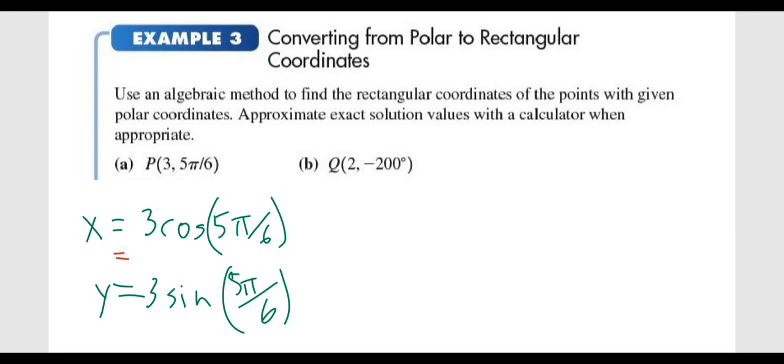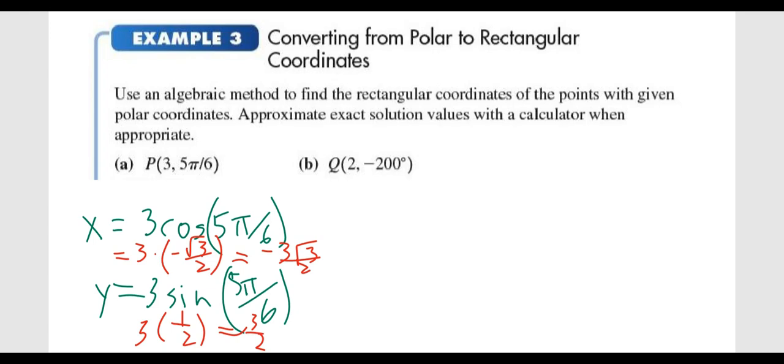So this r value would be 3. The cosine of 5 pi over 6 is negative radical 3 over 2. That would be 3 times that. Sine 5 pi over 6 is 1/2. So 3/2 is my y value, and negative 3 radical 3 over 2 for the x value.